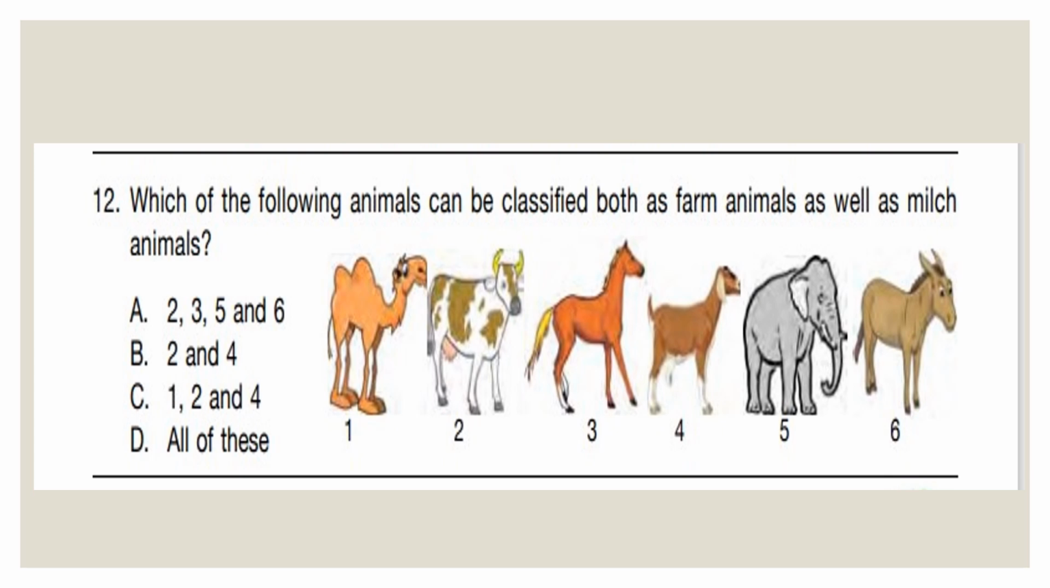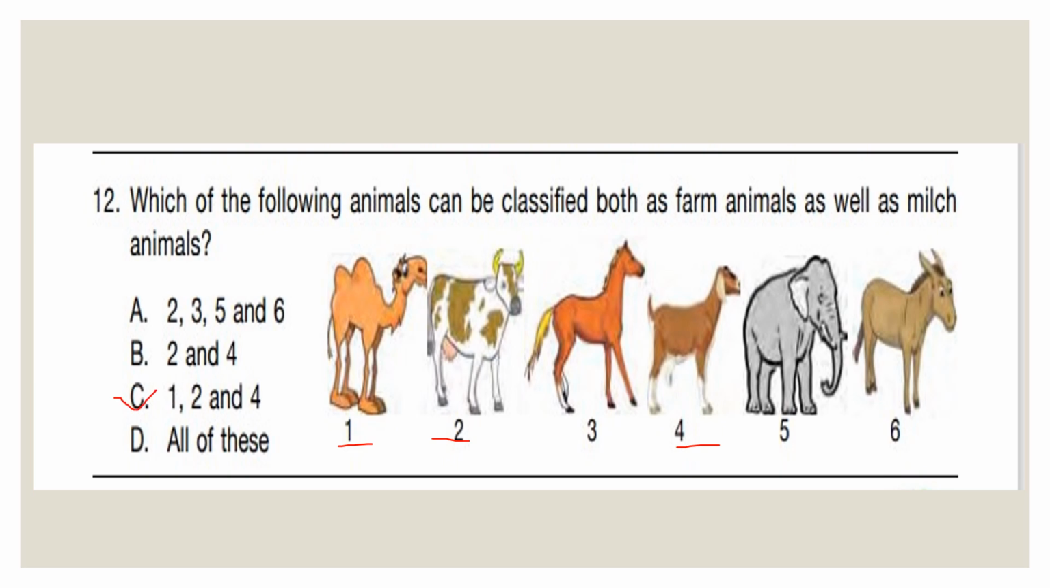Question number 12. Which of the following animals can be classified both as farm animals as well as milch animals? Animals that are kept for agricultural purposes are called farm animals, and animals that produce milk are called milch animals. So here camel, cow and goat are classified both as farm animals as well as milch animals. So the answer is option C, 1, 2 and 4.